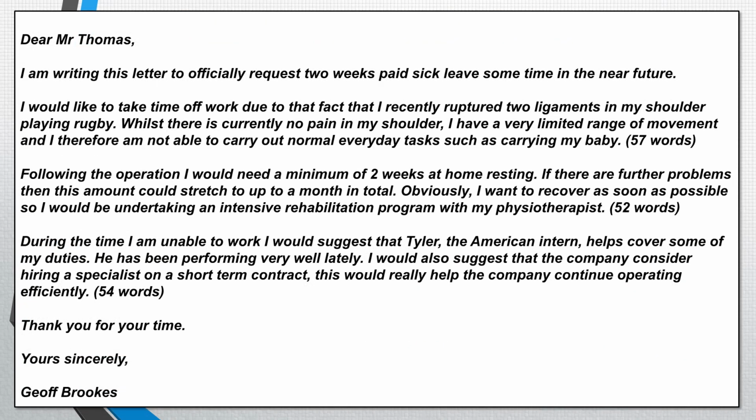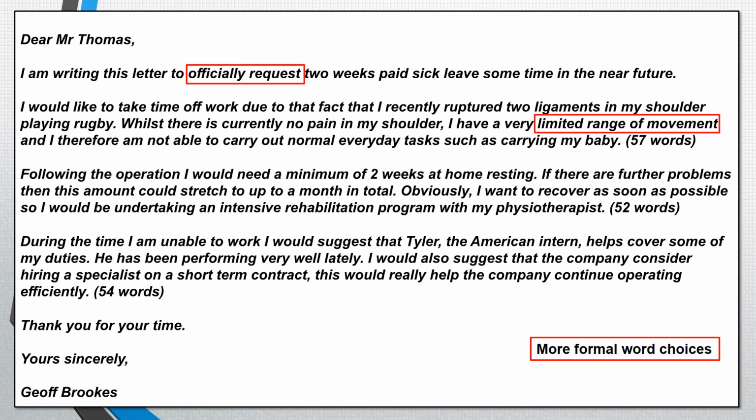And here is the letter in its entirety, so we can take a look at it. And I've highlighted in red the more formal word choices that I mentioned. And that is what helps give it a more formal tone, along with not using contractions and not using phrasal verbs, and trying to use a specific vocabulary where appropriate.